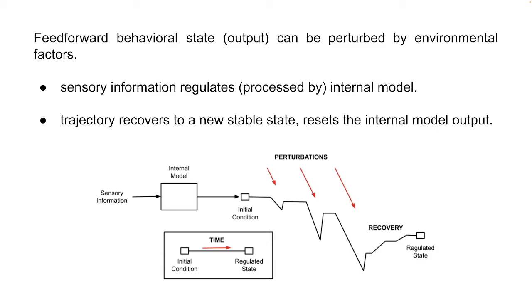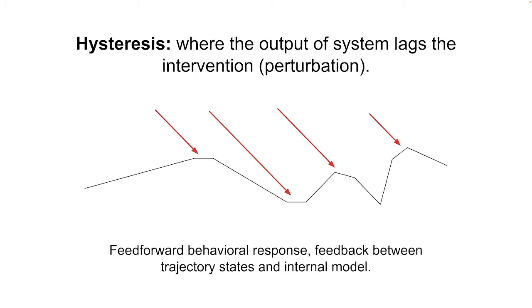And then the model, in response to those perturbations, recovers to a certain extent. It either recovers to the initial condition or recovers to an irregulated state. In short, the sensory information is regulated and is processed by the internal model. Then the trajectory recovers to a new stable state and resets the internal model input. And this is a feedforward process when an output state trajectory recovers. It either recovers to the initial condition or it exhibits something called hysteresis.